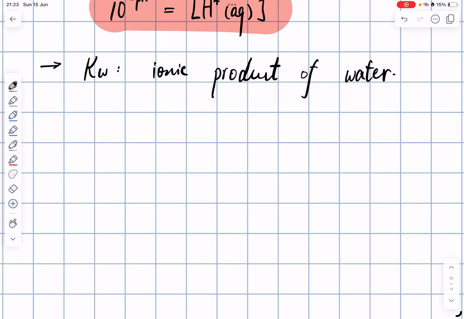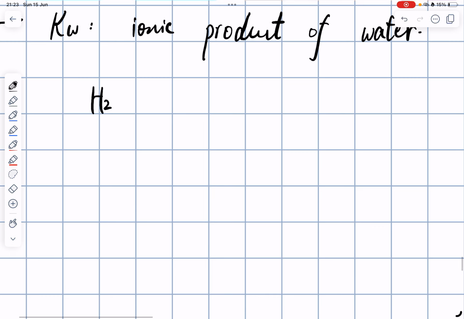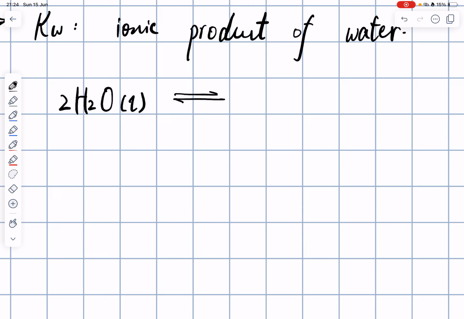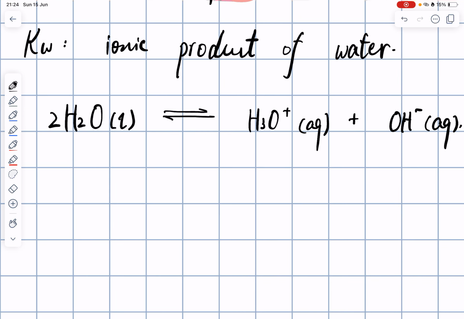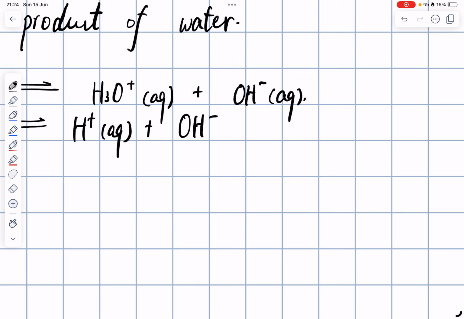So what does ionic product mean? This means water is self-ionizing in our daily life at standard pressure and temperature, like this. Two water molecules form one H3O plus and one OH minus hydroxide ion. So that's basically it, and we can simplify this equation to this. This looks more familiar for all of us.